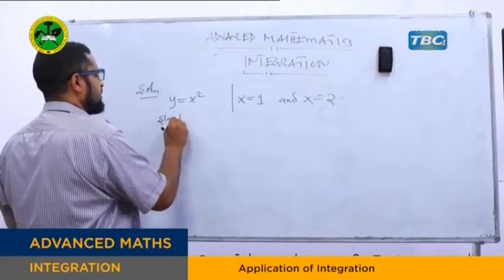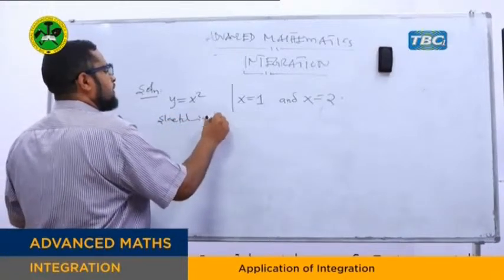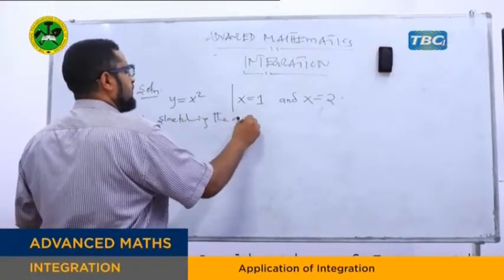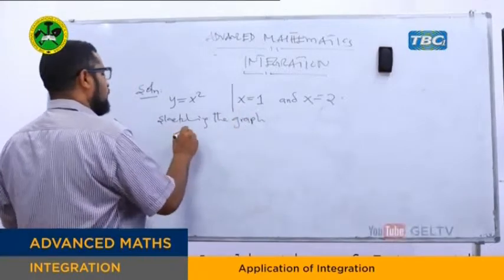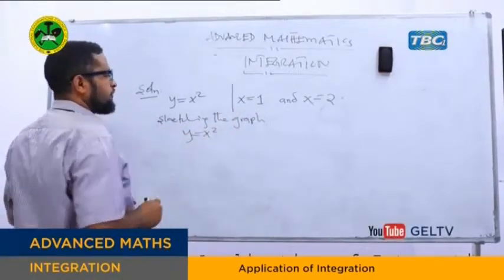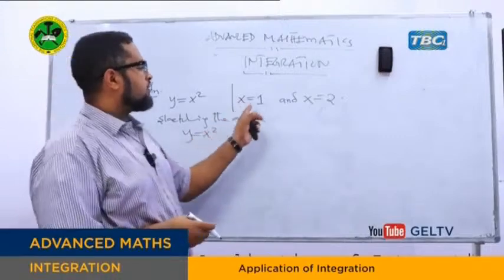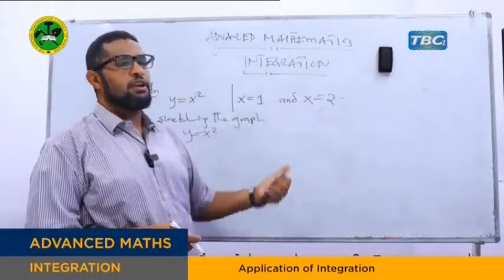Now let's sketch the graph of y equal to x square. But you are given x from 1 to 2. This is the given limit.